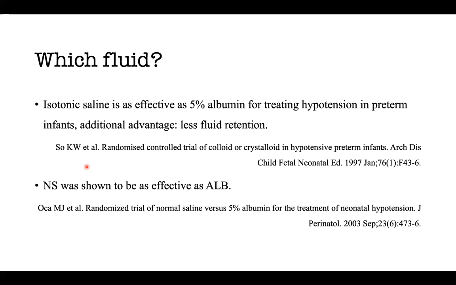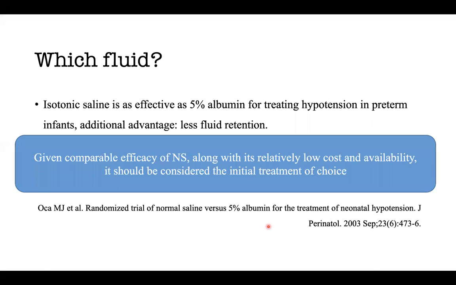So coming to management, so you have diagnosed shock based on clinical, lab or echo parameters. Then how to go about management of the shock? Which is the fluid of choice? The studies have shown that isotonic saline, so you have crystalloids as well as colloids. In crystalloids, you have saline, in colloids, you have albumin. The isotonic saline is as effective as 5% albumin for treating hypotension in preterm infants. And the additional advantage is that it doesn't cause fluid retention like albumin. So since it is cheaper, easily available, and has comparable efficacy, normal saline should be considered the initial treatment of choice.